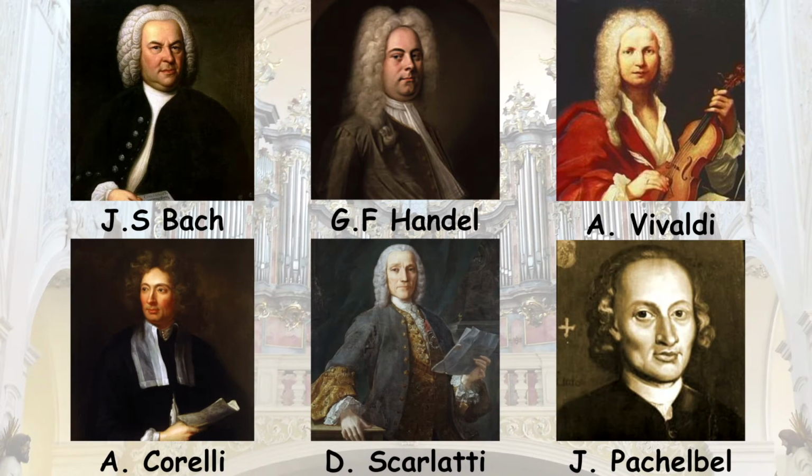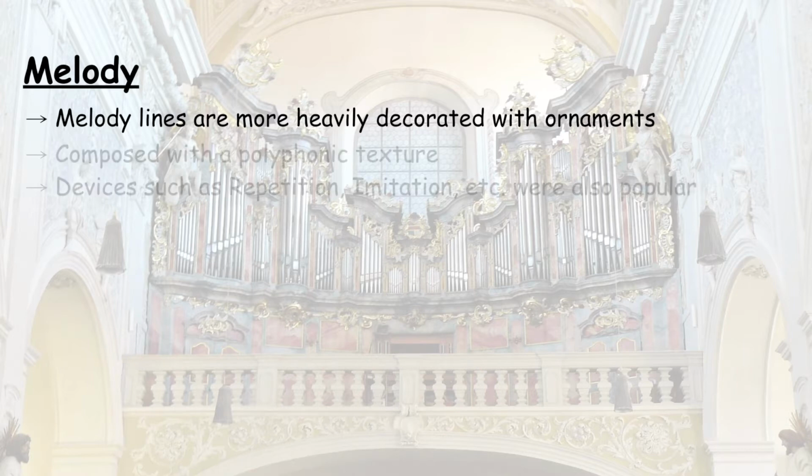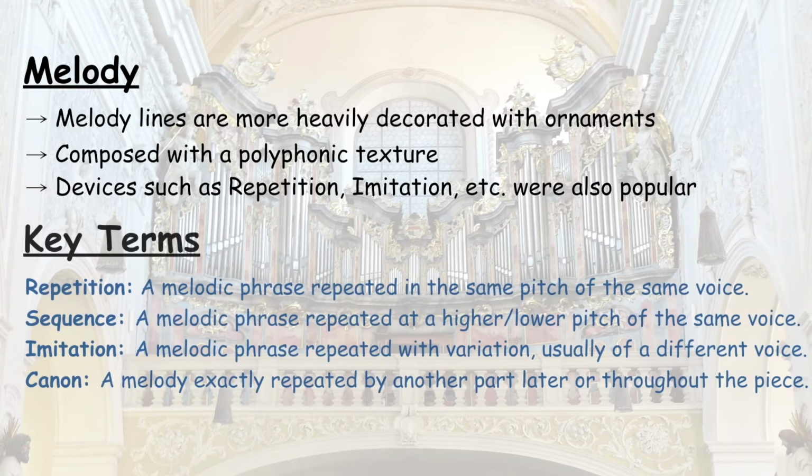A characteristic of music from the Baroque period is that the melody lines are decorated with ornaments, such as upper and lower mordents, trills, and turns. Pieces are usually composed with a polyphonic texture, where multiple independent melodies or the same melody are played by different parts simultaneously or at different times. Music devices such as canon, repetition, imitation, and sequence were also popular to help create the polyphonic texture.